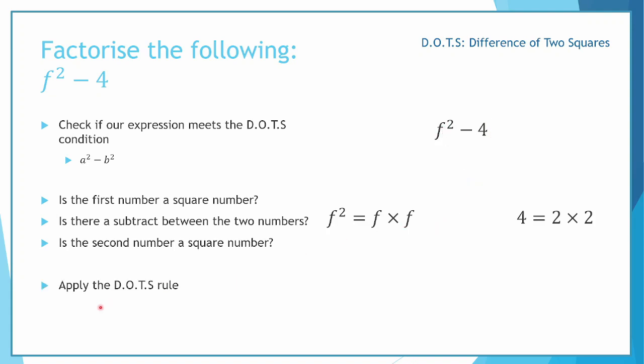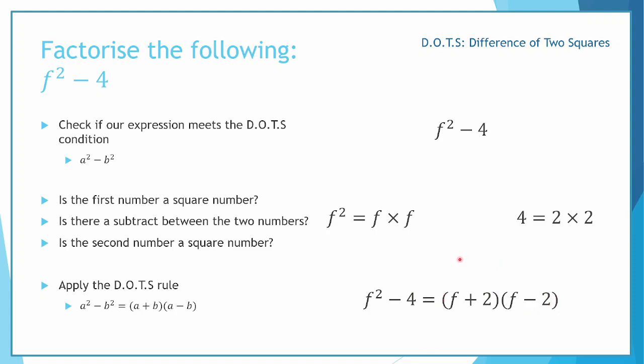So now we can just apply our difference of two squares rule, which is a squared minus b squared is equal to a plus b times a minus b. So when we apply that rule to the equation, we get f squared minus 4, our original question, is equal to f plus 2, f minus 2. So you can see it's the root of both of these numbers that goes into the bracket. It's the root of f squared that goes in here. So the root of f squared is f, and the root of 4 is 2. So that's what goes in there.